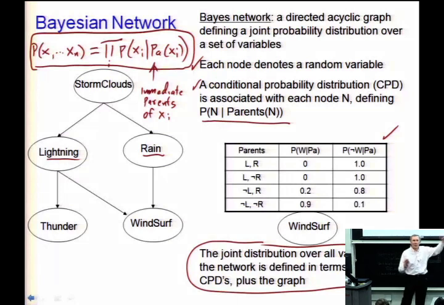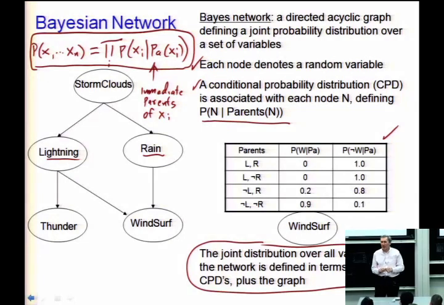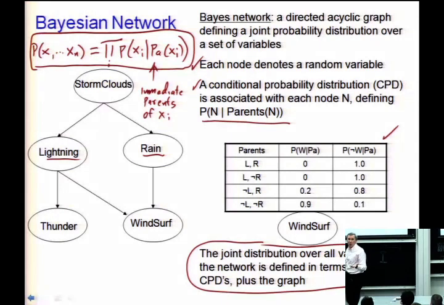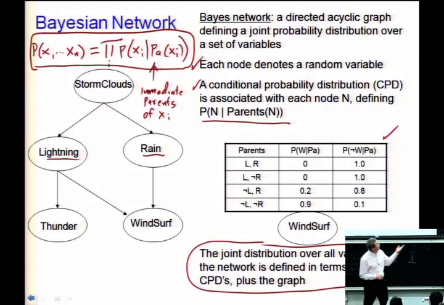So the only questions we can answer from this are questions that pertain to the joint distribution over the variables. So we could ask questions like, what's the probability of windsurfing given that storm clouds is 1? We could ask that. And given that we don't know the values of the other variables, we could ask that.